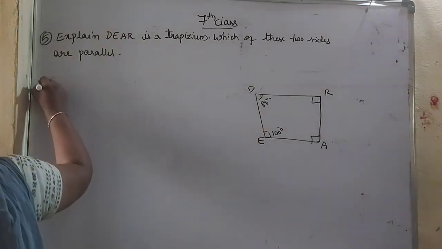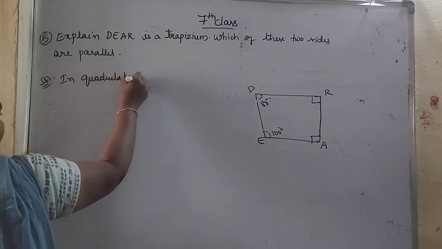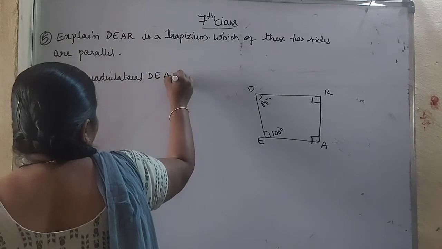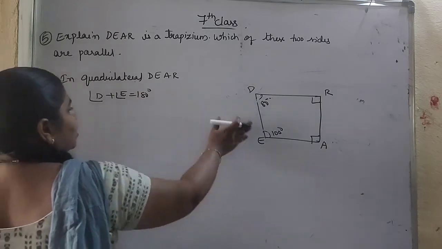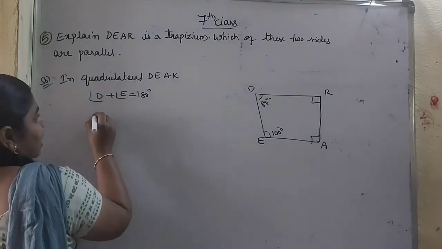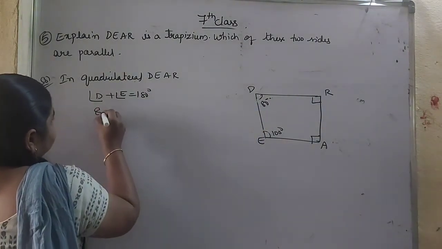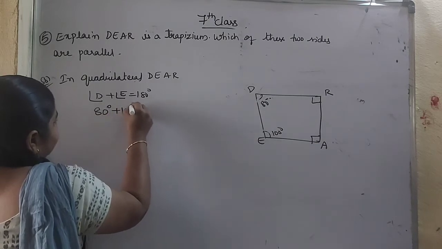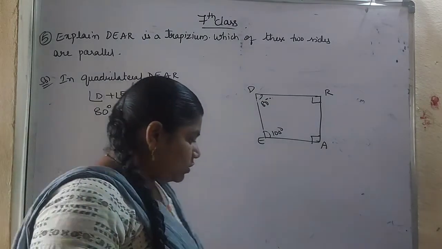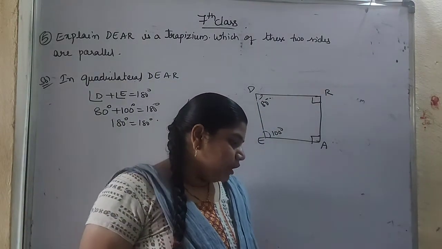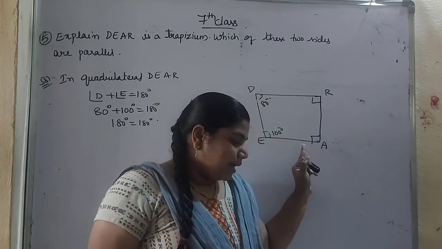So in quadrilateral DEAR, angle D plus angle E will be equal to 180 because they are two adjacent angles. Angle D is 80 degrees and angle E is 100. So 80 degrees plus 100 degrees will be equal to 180. So we got 180 equals 180 degrees.